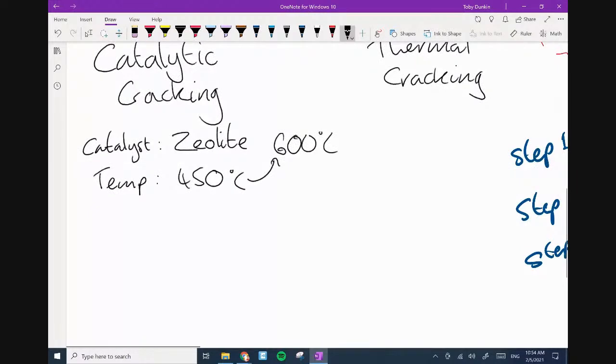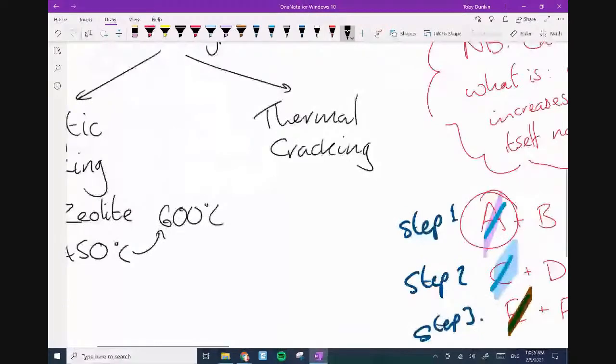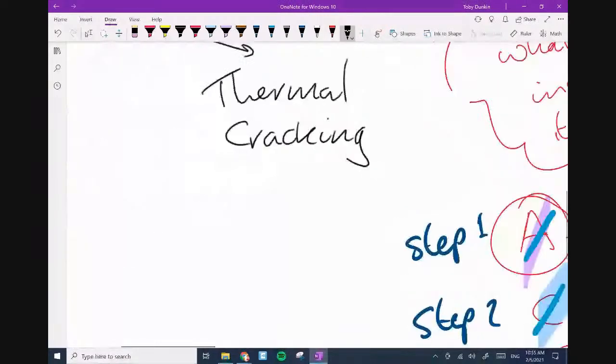Right, the next thing is, that's all you need, a zeolite catalyst at 450 degrees Celsius. It's also done with low pressure. I mean, we do it at atmospheric, yeah? But in industry, I think they do it at like 2 atmospheres or something, but you don't actually need to comment on the pressure at all. The next one, though, is much, much higher. So thermal, we now get rid of the catalyst entirely. So this is now just a flat temp. So the temperature, way, way, way up there, 1,000 Celsius.